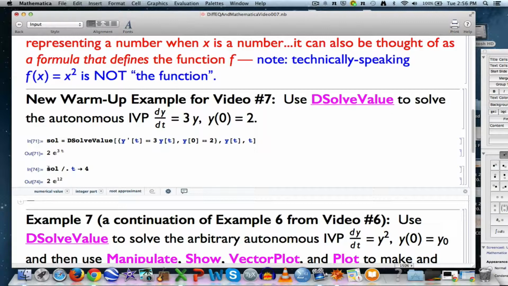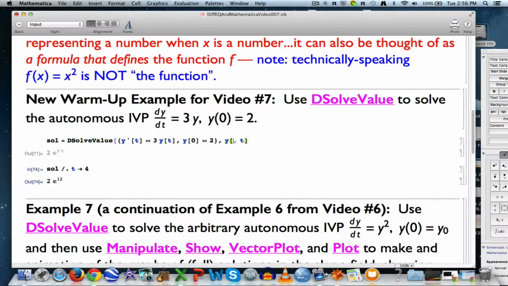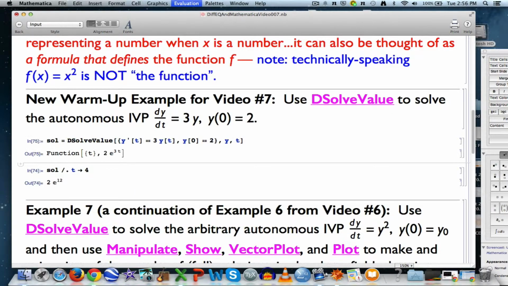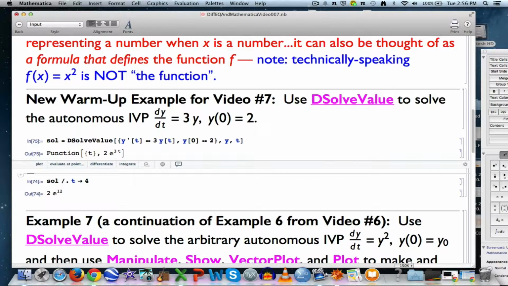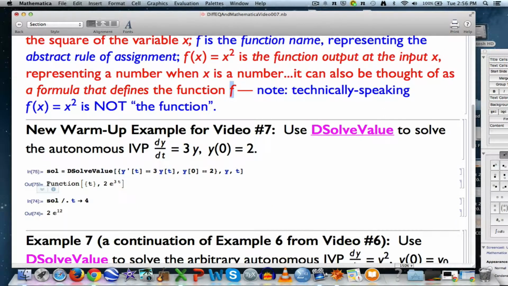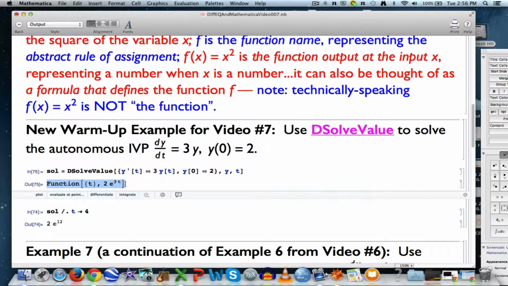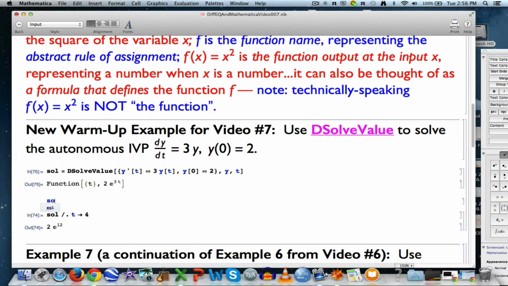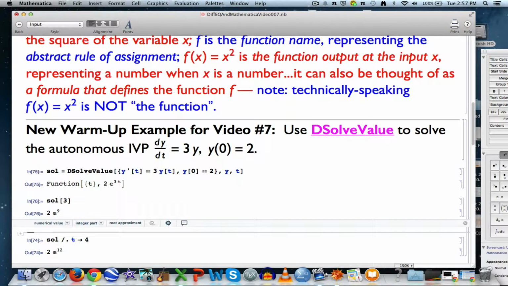I could, instead of doing it this way, do it like I did in the last video. I could get rid of the square brackets here and call that sol. But that's a different thing. That's really like the function name, in a sense. That's like the f up here. This is, in a sense, an abstract symbol that represents the function, and it's stored in this sol value, and now I can evaluate sol at 3 in the usual kind of way. 2e to the 9th. There we go, just like we wanted.